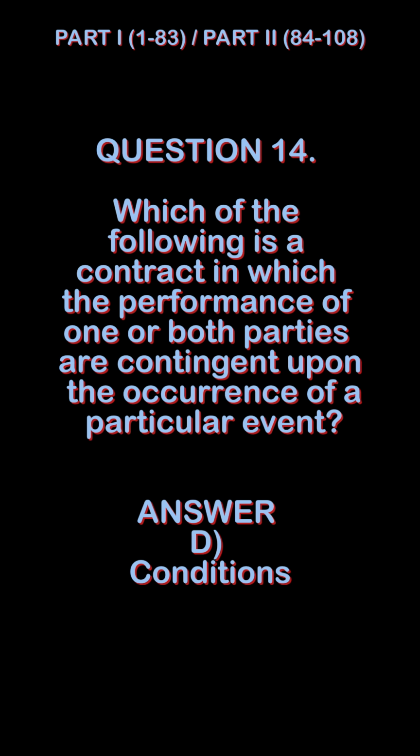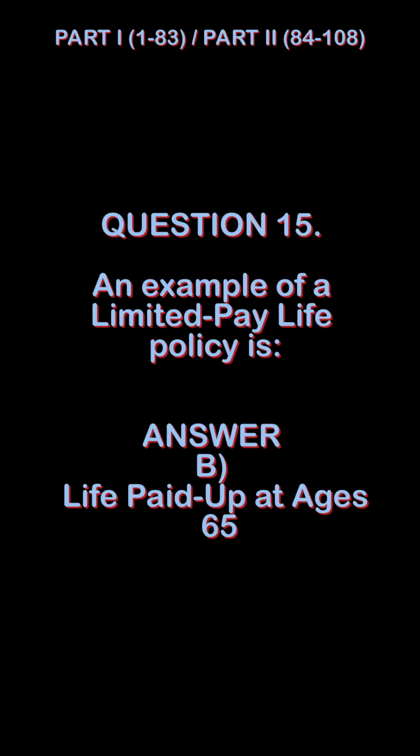Question 14. Which of the following is a contract in which the performance of one or both parties are contingent upon the occurrence of a particular event? Answer D. Conditions. Question 15. An example of a limited pay life policy is answer B, life paid up at age 65.